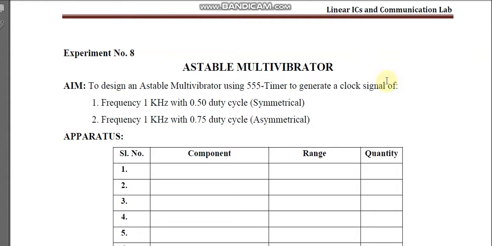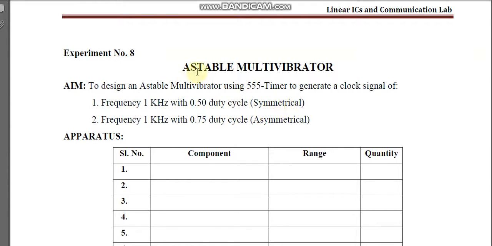Hello students. Let me start with your lab experiments, analog circuit lab. All the 7 experiments have already been done in the lab. Theoretically you have done it, practically you have done it in the lab. So now I'll explain the other experiments.